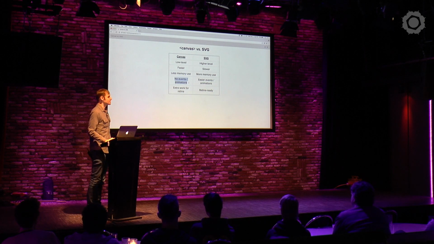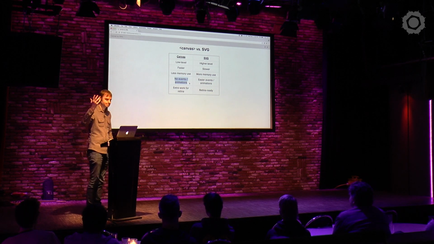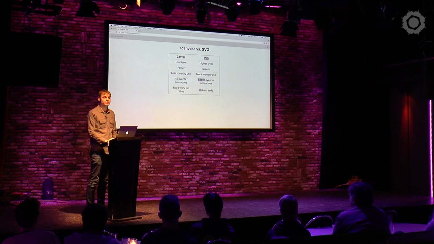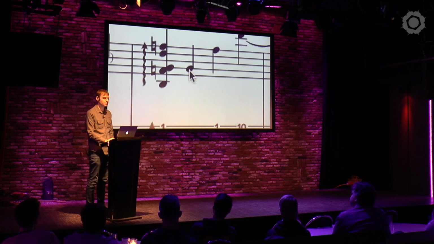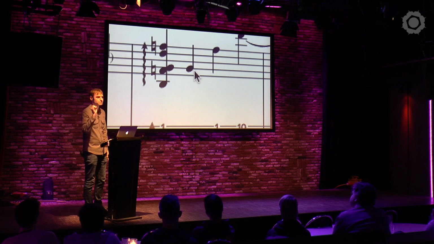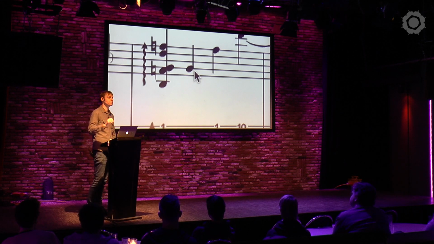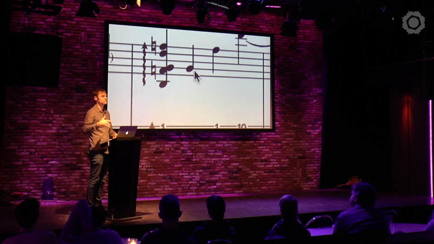There's a downside to using Canvas, which is you can't assign events or any sort of animations to specific things, whereas I could do that with SVG. So with SVG, I could say, if this particular node has a mouse over, turn it red. Or if that node is clicked, turn it red.